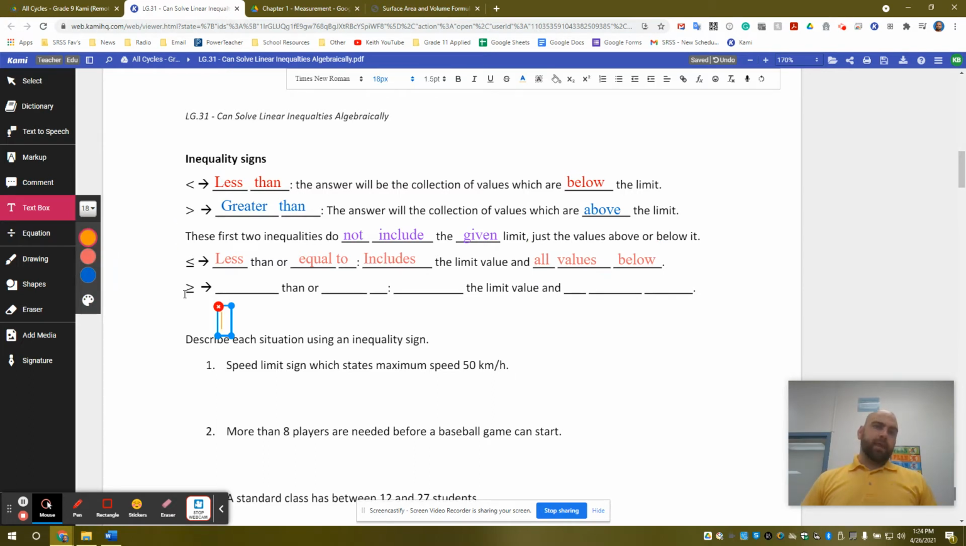The other symbol, and again, same thing here. This was our greater than symbol. So this is greater than or equal to. It's our greater than or equal to symbol. So that means that, just like the previous one, it includes the limit value and all values above.